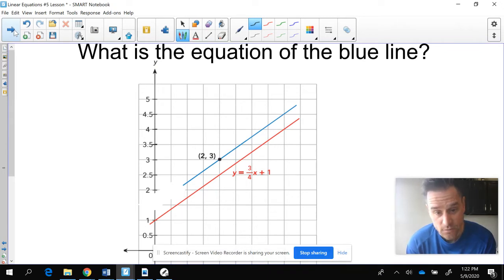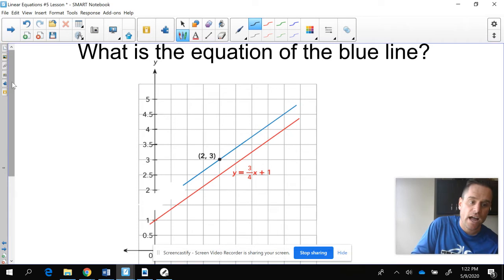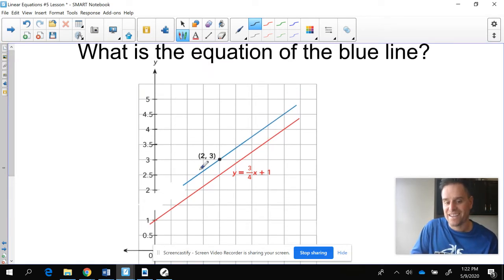So take a look right here. We have 2 lines, a blue and a red, and they are both parallel. And the question is, what is the equation of the blue line? And so what I'd like you to do is tell me what are two things that are the exact same here. What do you notice about the blue line and the red line that are the exact same?